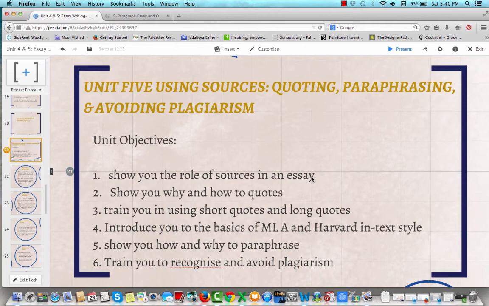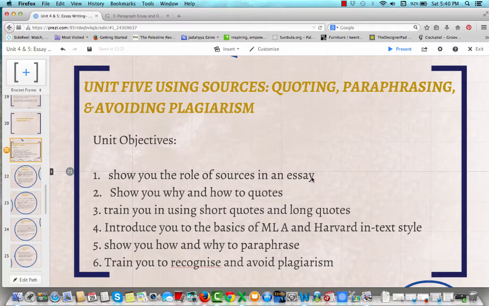Alright, guys, so Unit 5 is about using sources, quoting, paraphrasing, and most importantly, about avoiding plagiarism. Now, simply, the unit's objectives are to show you the role of sources in an essay. Why do you need sources? When is enough? What is enough? What happens when you overuse sources?